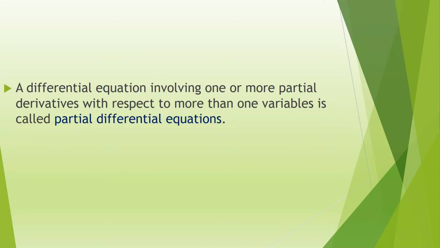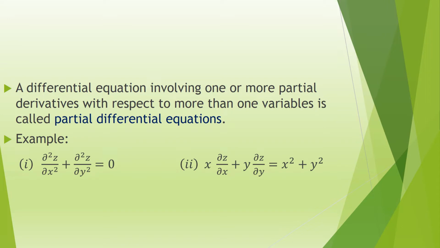What is the definition of partial differential equations? A differential equation involving one or more partial derivatives, or simply a differential equation which involves a partial derivative term, is called a partial differential equation. For example, look at the first example. Dou square z by dou x square plus dou square z by dou y square is equal to 0 is an example of a PDE. Here dou square z by dou x square as well as dou square z by dou y square are partial derivative terms.